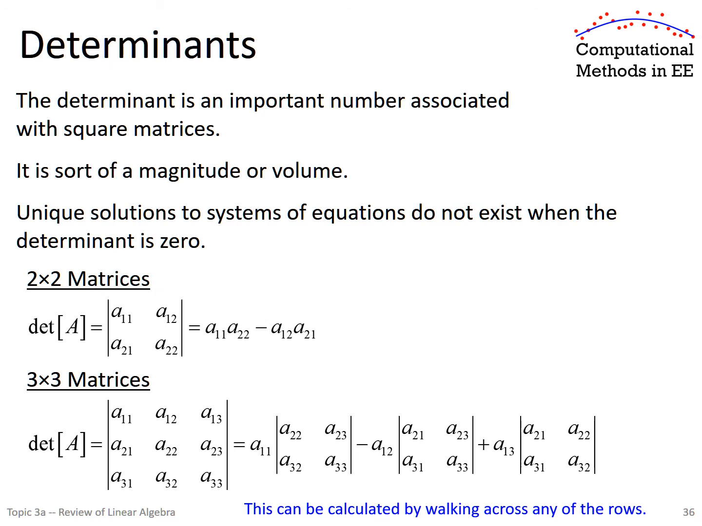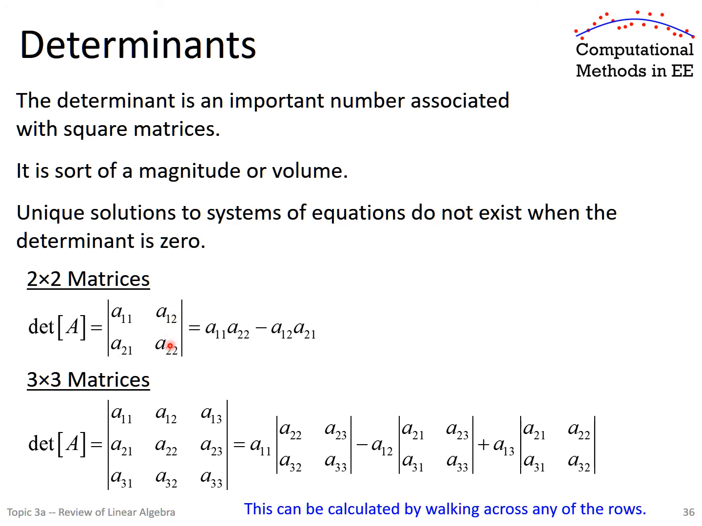Determinants. Talked a little bit about this. We think of this as sort of a magnitude or volume of a matrix, but really the physical meaning can come once you know the physics of what built your matrix A, what built the matrix equation. So the determinant of a 2 by 2 matrix is simply the product of these two elements minus the product of those two elements. That's our determinant.